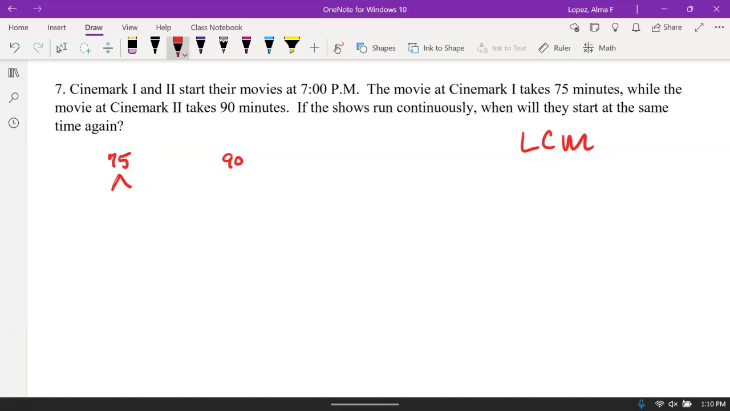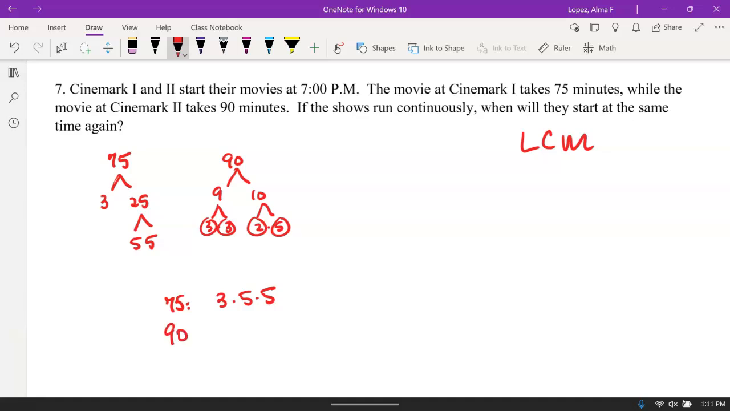75 we saw earlier, and it was 3 times 25 and 5 times 5. So I'm going to write the prime factorization of 75 down, 3 times 5 times 5. For 90, I see 9 times 10, and 9 is 3 times 3. 10 will be 2 times 5. So there is the prime factorization of 90. I'm going to write it down, and I'm going to put the numbers in order, easier to look at. 2 times 3 times 3 times 5.